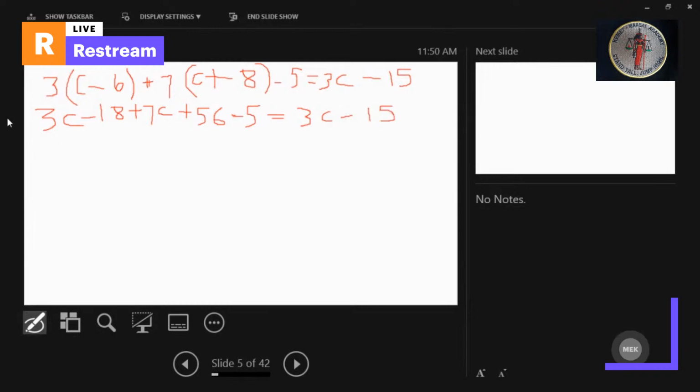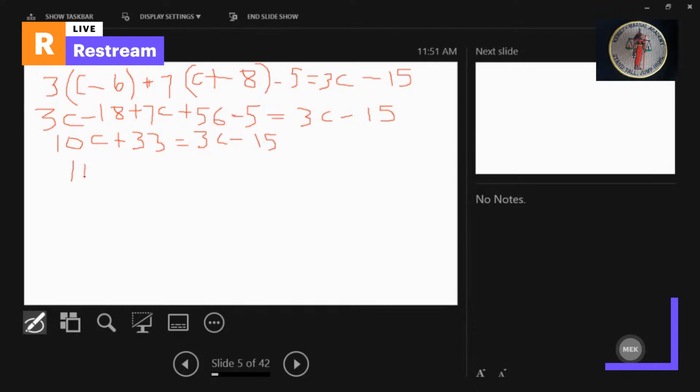So what can we group on the left? We can group our C's together. So we have 3C plus 7C. That's 10C. -18 plus 56 minus 5. All right, so that gives a positive 33. All right, so you see how simple it's looking now. We're simplifying it. So now we can group our C's and group our whole numbers.